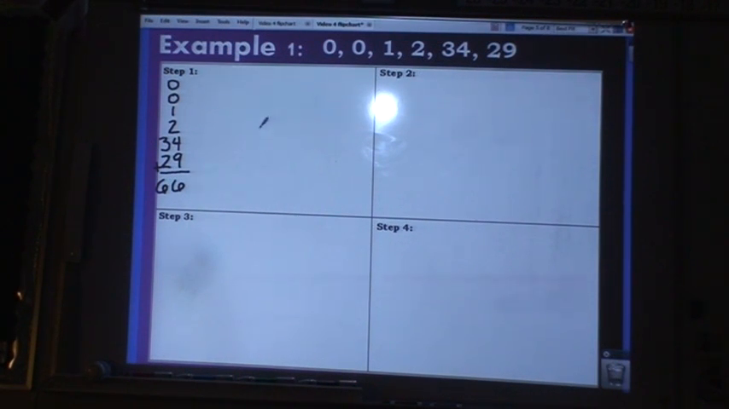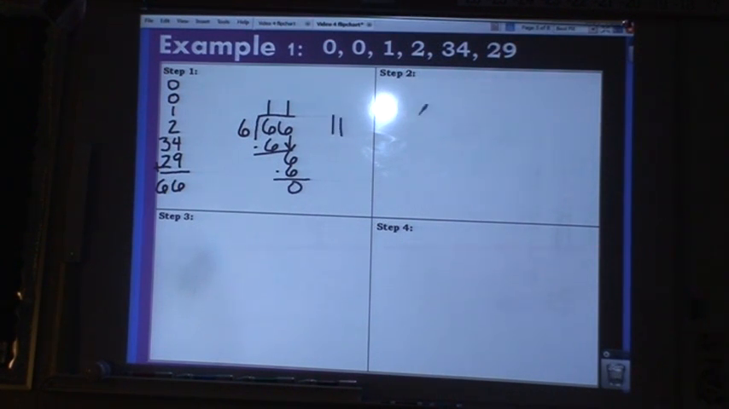Then we have to divide by the number of numbers, because that's how we find the mean. So we're going to take 66 and divide it by 6, because that's the number of data items we had in our set. 66 divided by 6 will give us 11. That means that our mean is 11.